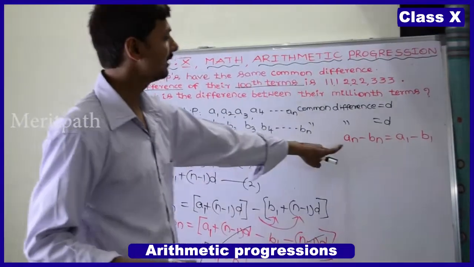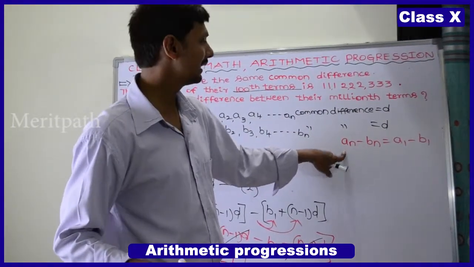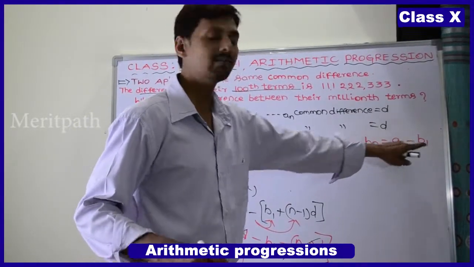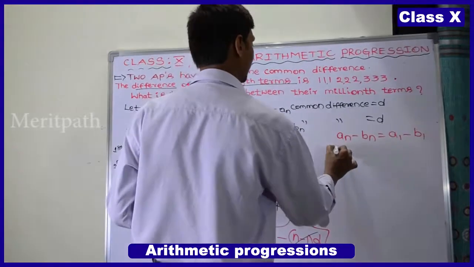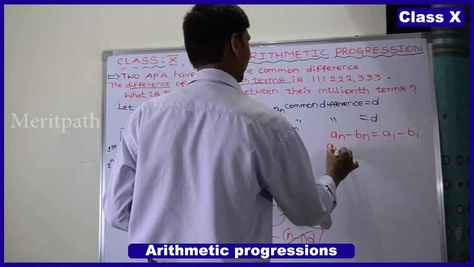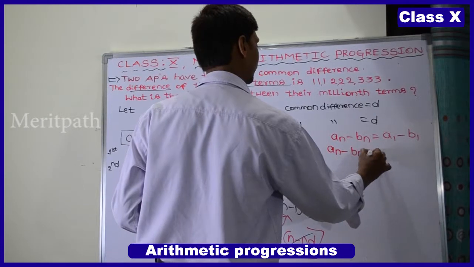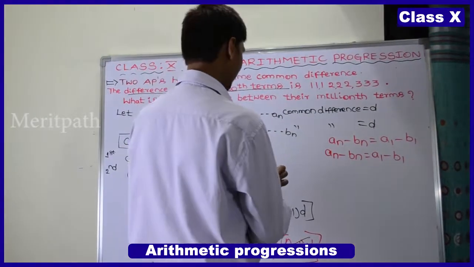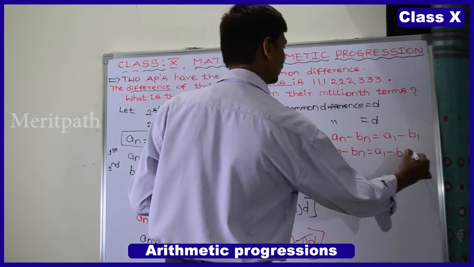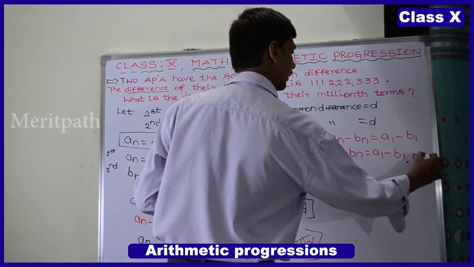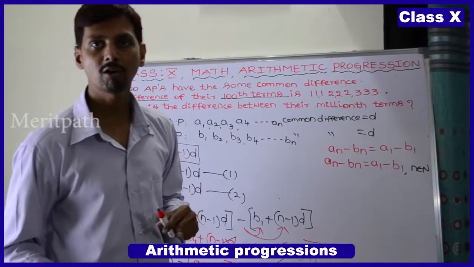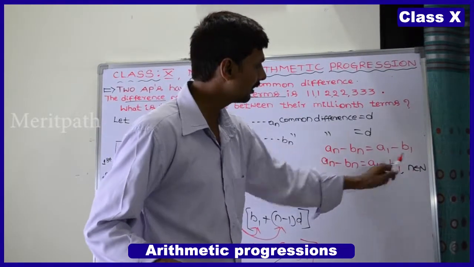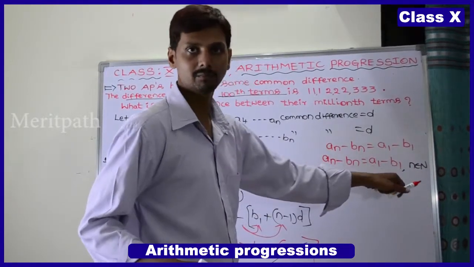We know that n is any natural number. If we take in the place of n any natural number, then we'll be getting a constant value, a1 minus b1. Here n is a natural number and belongs to capital N. So if you take in the place of n any natural number, we will be getting a1 minus b1.